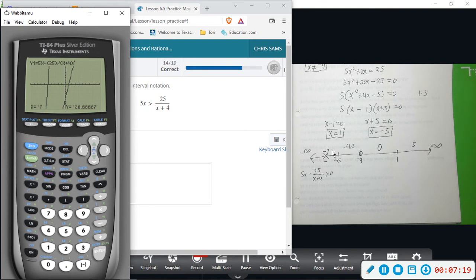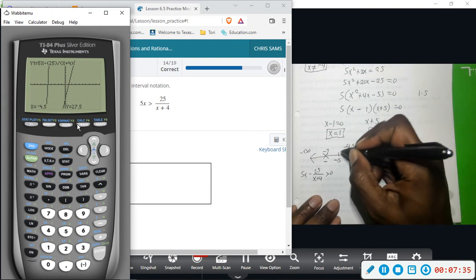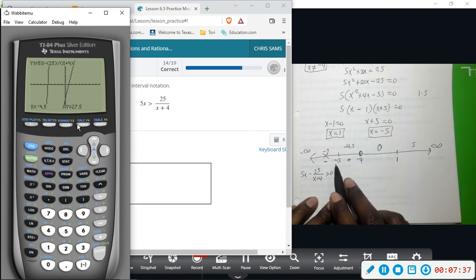Now I'm going to type in negative 4.5. And that gives me a positive 27.5. So this interval comes out positive. So this is part of my solution from negative 5 to negative 4.